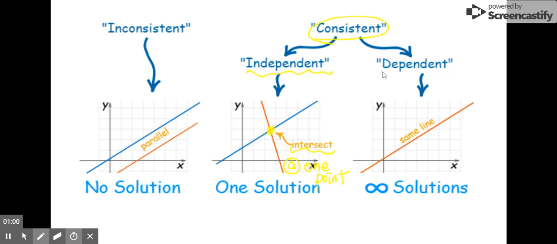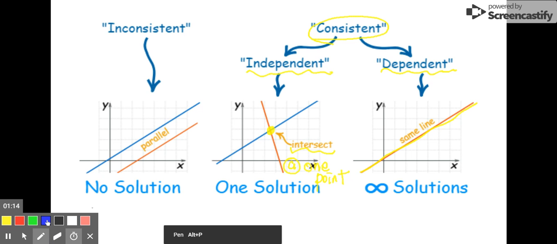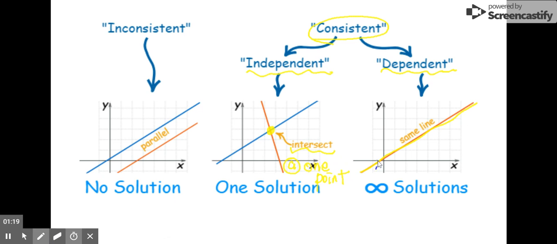And it's called a consistent dependent system when two lines are exactly the same. So let's say there was a yellow line and a red, and it's going to be exactly the same line. That means there are a lot of points on the lines which satisfy both equations. It's here and here and here. It's a lot. So you see infinitely many solutions here, and it's called consistent and dependent.